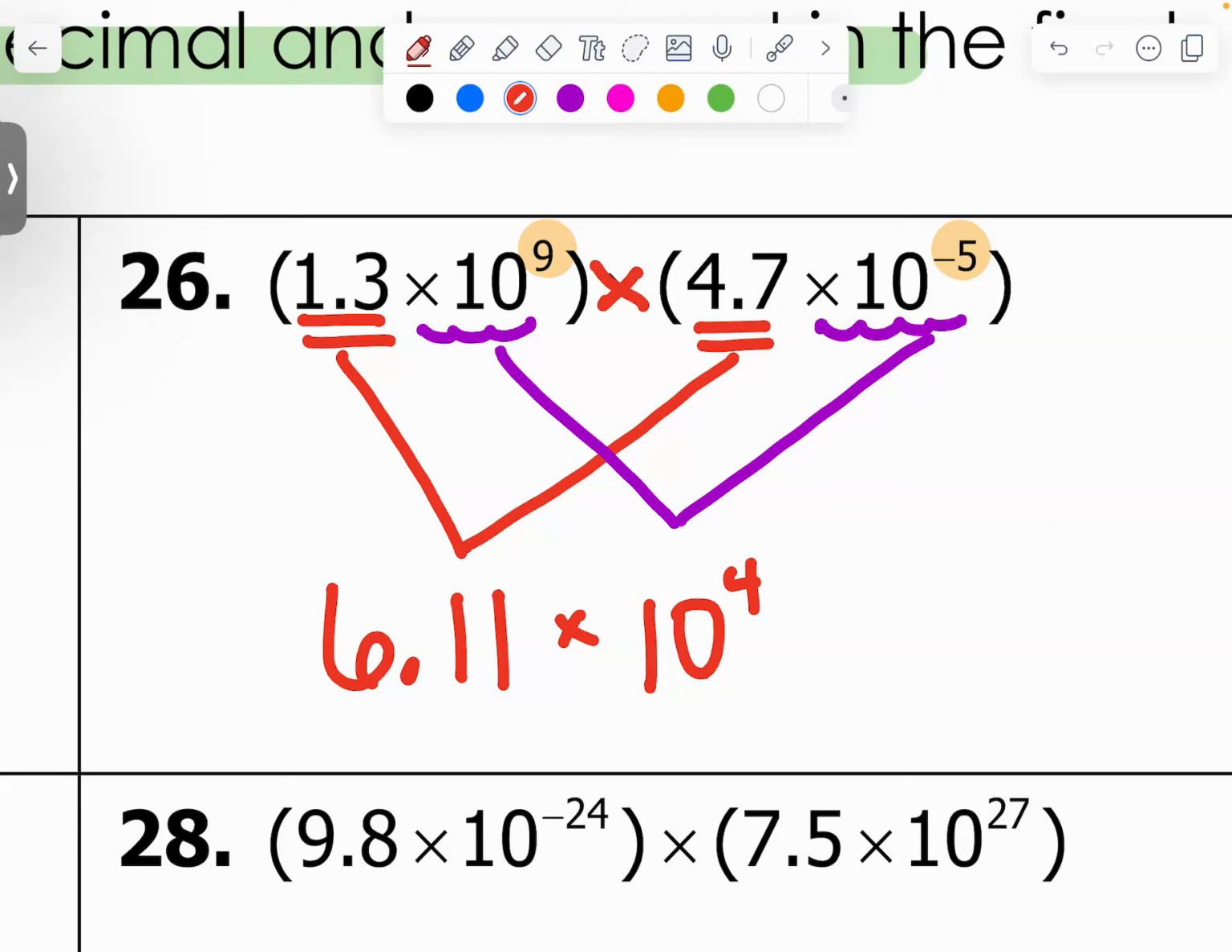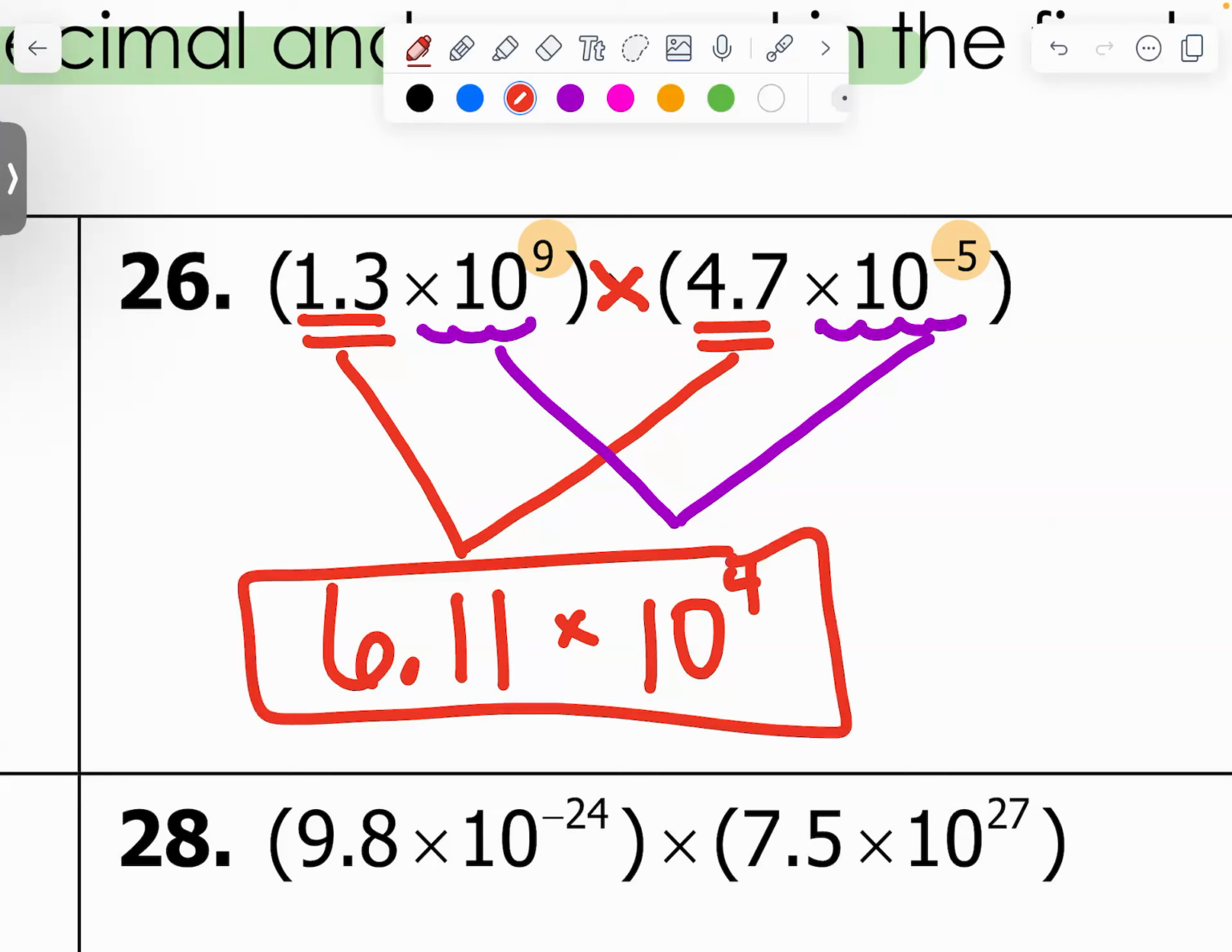Lainey, is this an appropriate scientific notation number? Yeah? Yes, our decimal's in the perfect spot. Good job, Lee.